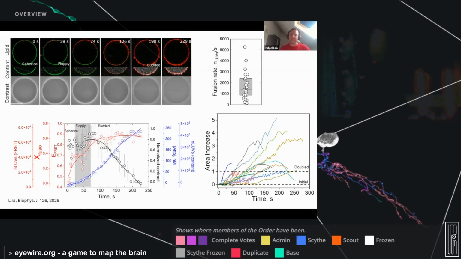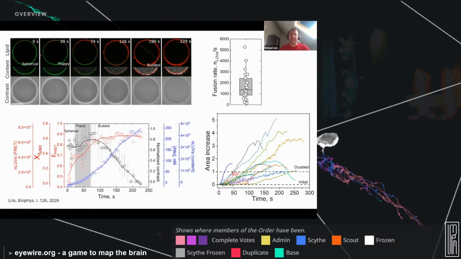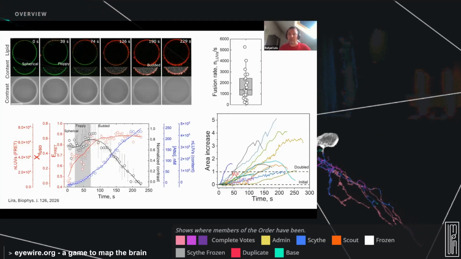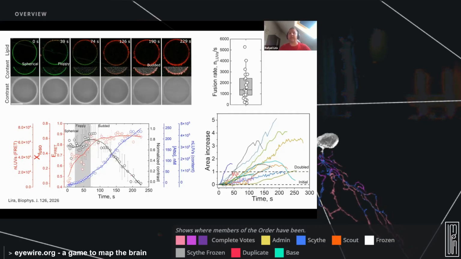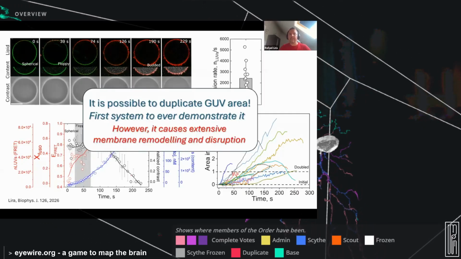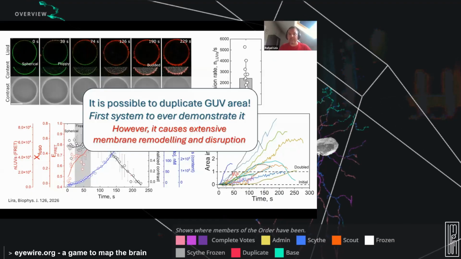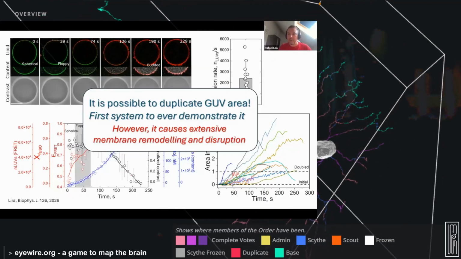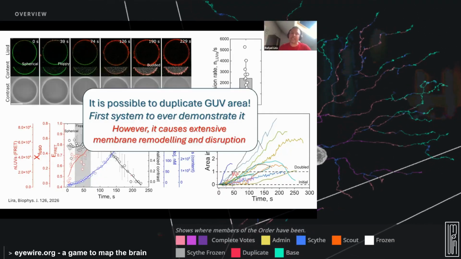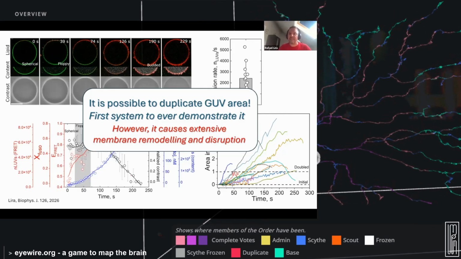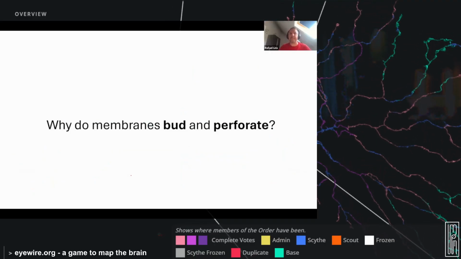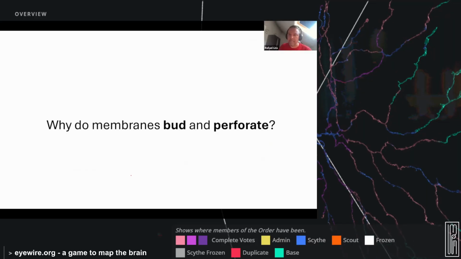So we see that the GUV can sustain a high amount of fusion, so the contrast is more or less stable before it stochastically becomes permeable. So pores that are formed in this membrane appear stochastically. So our conclusion is it is possible to duplicate the GUV area or to grow even more than 2 times. However, the process at this extent of fusion or this extent of growth induces extensive membrane remodeling and membrane disruption, pore formation.